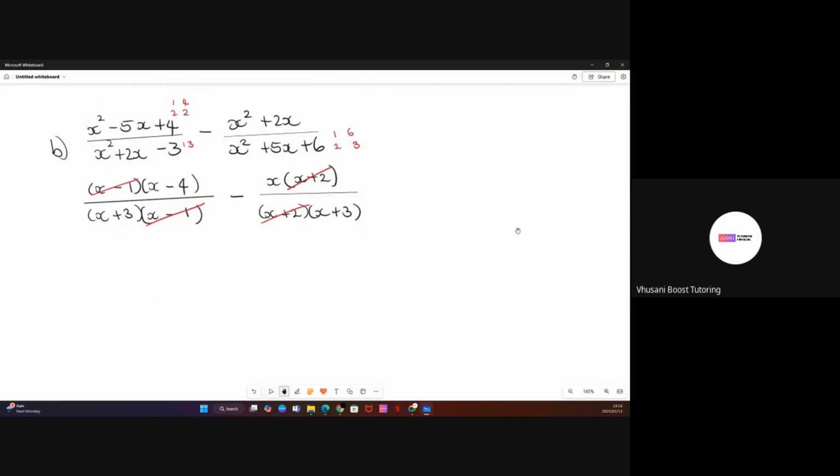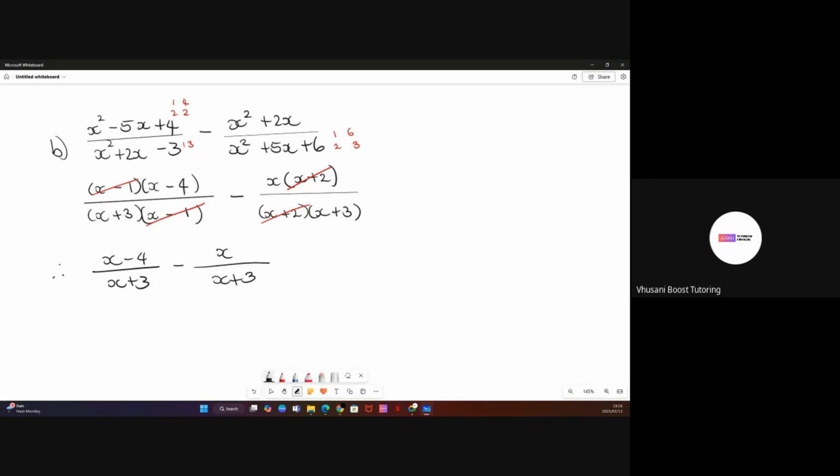So once I've done that, this is what I have remaining, right? I now have x minus 4 divided by x plus 3. And then in the next fraction, let's put our negative symbol. I have x divided by x plus 3. And would you look at that? We have the same denominator.